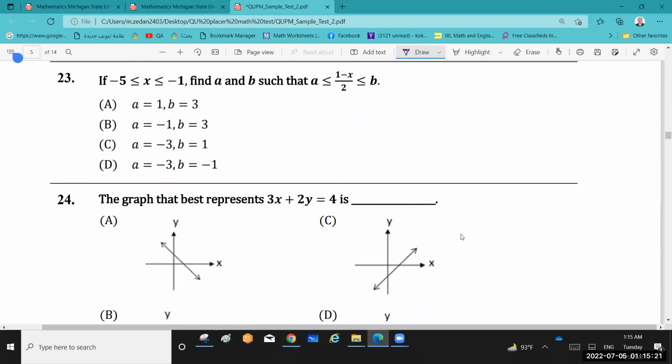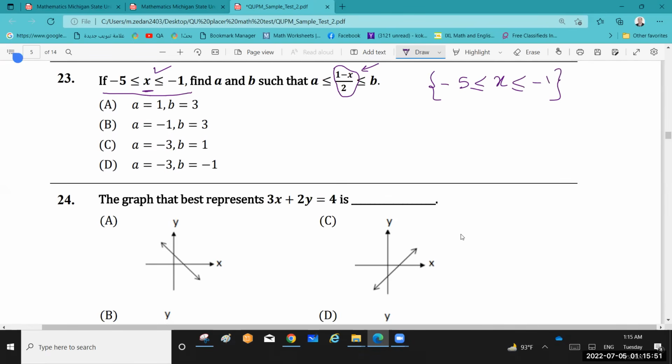Question 23. If x is bigger than or equal to negative 5 and less than or equal to negative 1, find a and b such that a is less than or equal to 1 minus x over 2, which is less than or equal to b. Look, this is the appropriate range of values for x. I try to find the possible values for 1 minus x over 2. First of all, just take the given inequality and multiply by negative 1 to make it negative x. So negative 5 less than or equal to x less than or equal to negative 1.